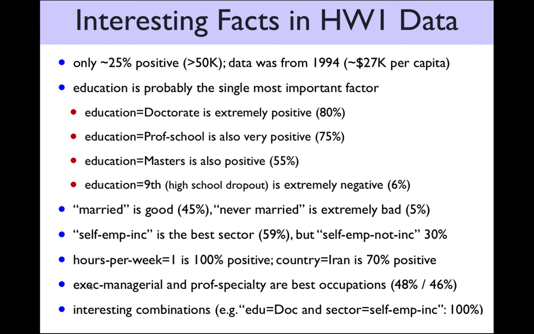And in terms of occupations, executives, managerial, like CEOs, right? And professional specialty, like doctors, maybe, are the best paid occupations. They're close to 50%, still less than 50% positive. And you can find some interesting combinations, such as if a person has a doctorate, education equals doctorate, and he or she works in the self-employed incorporated sector, then it's actually 100% positive, right?